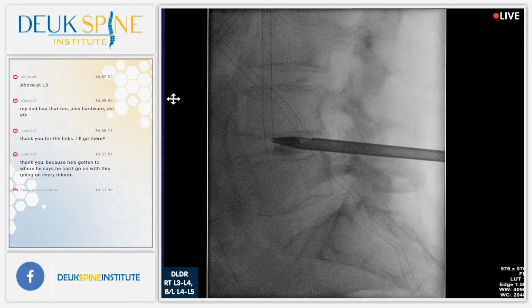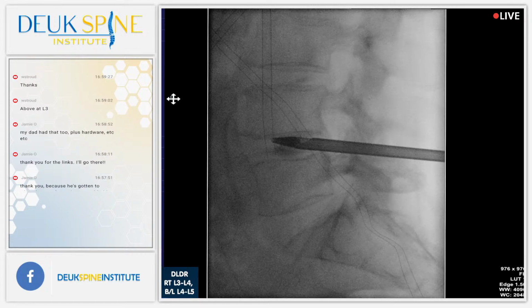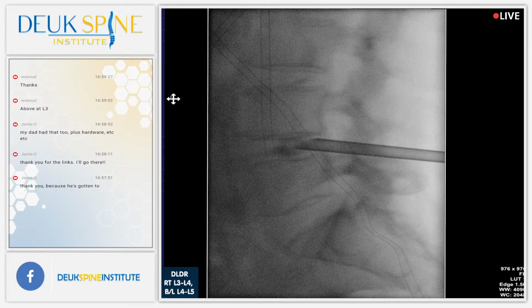All right, we're inside the disc. This is our last disc. Remember, we did this same disc, L4-5, on the other side. And we've already finished the right side, now we're doing the left side. This will be our last one. We'll be done in about 15 minutes. And I'll be happy to take your questions throughout the rest of the surgery.